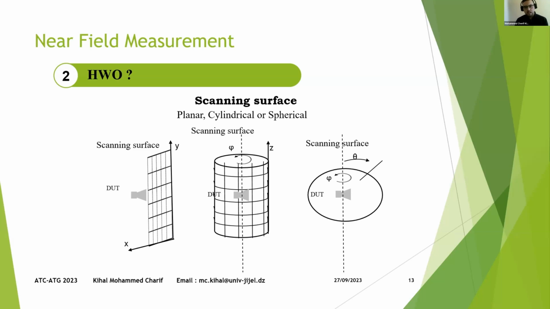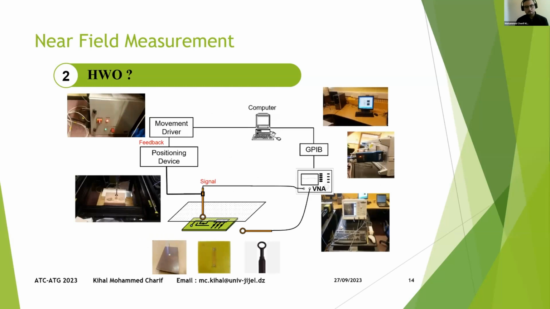Cylindrical and spherical scanning characterize radiation in a wider range. Basic requirements and costs are higher. Then, how to carry out a near field measurement? We need several elements, such as a measuring device, for example, vector network analyzer, spectrum analyzer, oscilloscope. We need a GPIB card, the element that connects the measuring device and the computer, a computer, a motion driver, a positioning device, probes, a coaxial cable, and of course, the element under test.